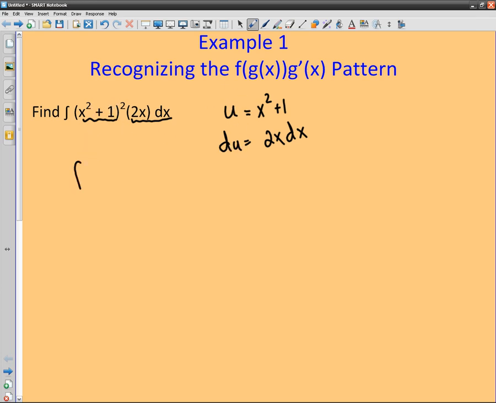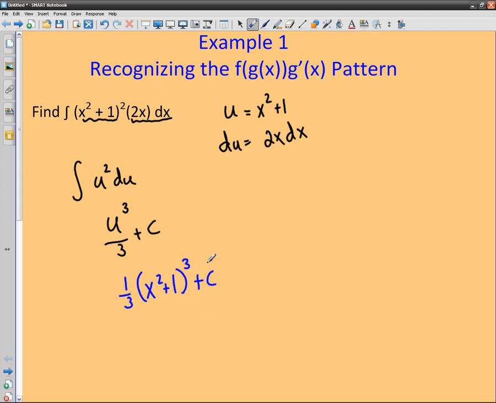So I could rewrite my integral, and this is the substitution I'm talking about, as the integral of u squared du. Now I can integrate this function much easier. When I integrate, I add a power to it and divide by the new power, so I end up with u cubed divided by 3 plus c. Then if I go back and plug in x squared plus 1 for u, I end up with my final function as 1/3 of x squared plus 1 cubed plus some constant.